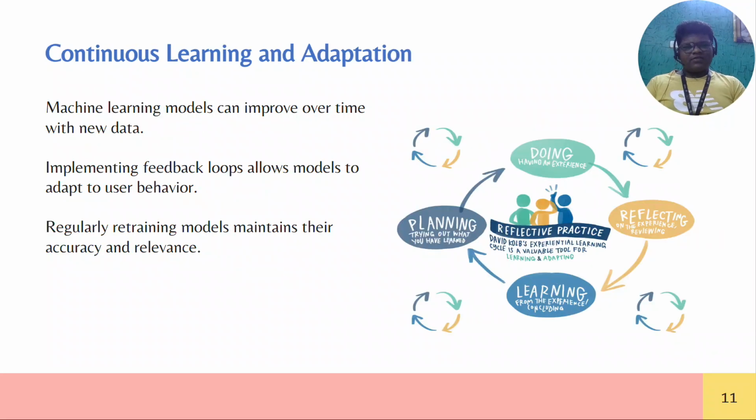Continuous learning and adaptation. Machine learning models can improve over time with new data, implementing feedback loops over models to adapt to new user behavior. Regularly retraining models maintains their accuracy and relevance.